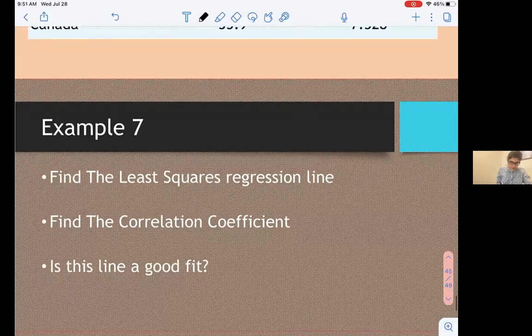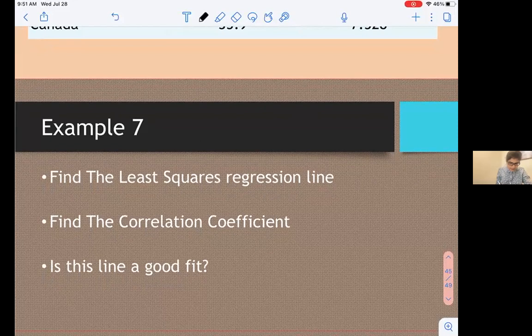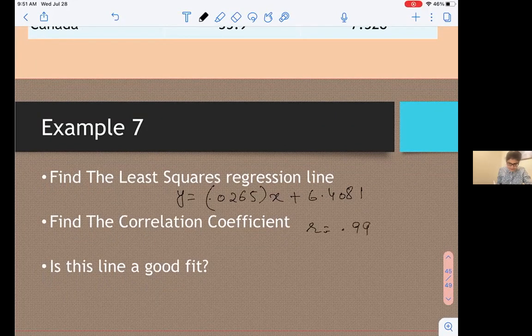The formula for the regression line I have on my calculator is y = ax + b, where a is the slope of the line and b is the y-intercept. So a is 0.0265 up to 4 decimal places, x plus b, which is 6.4081 up to 4 decimal places. And the correlation coefficient r is equal to 0.9937.